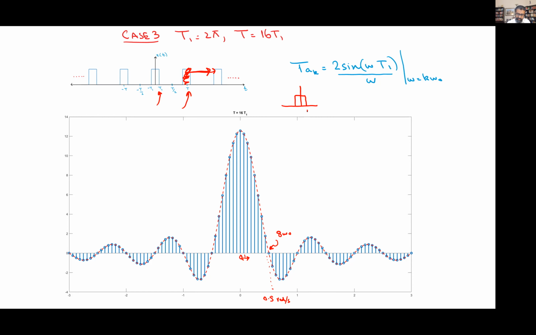So this is T1 and this is minus T1, right? And as that capital T goes to infinity, what would you expect this frequency spacing to be? Sir, it will approach zero. It will approach zero. Excellent, Asad. Right? So it would approach zero.